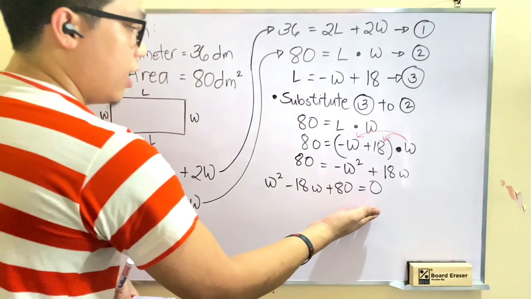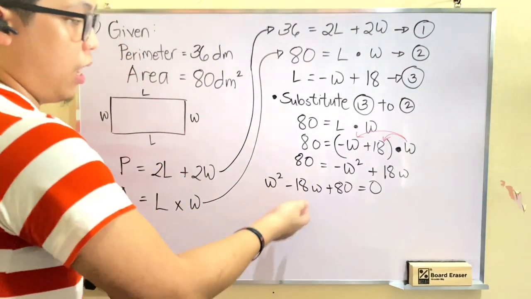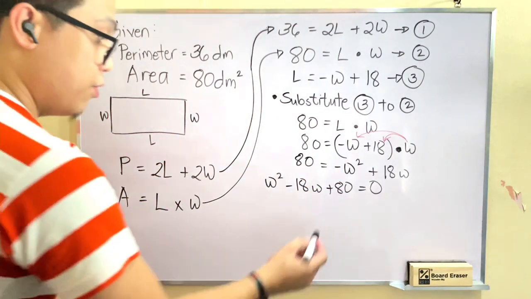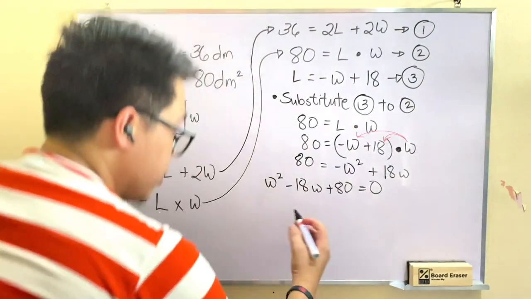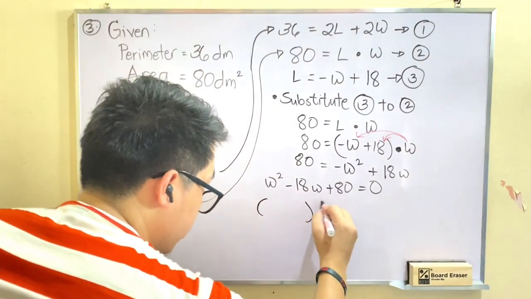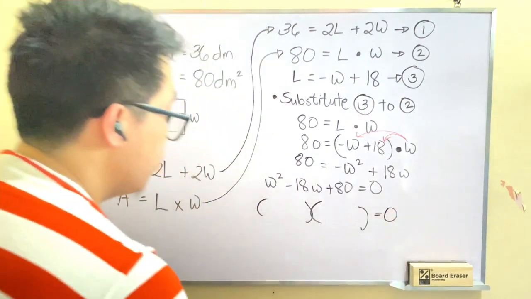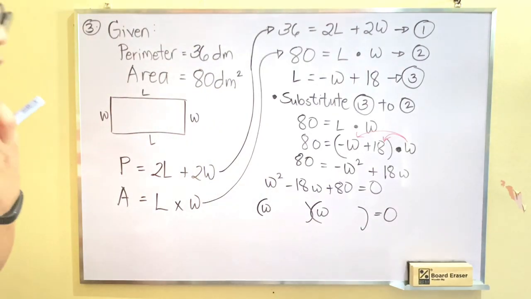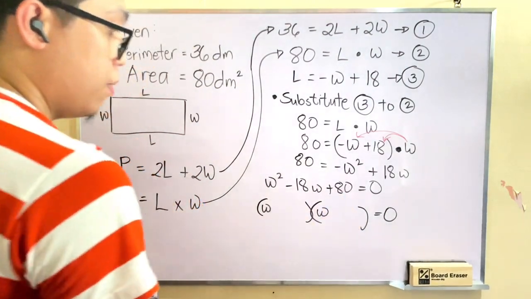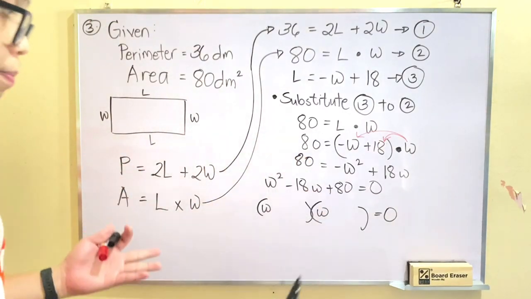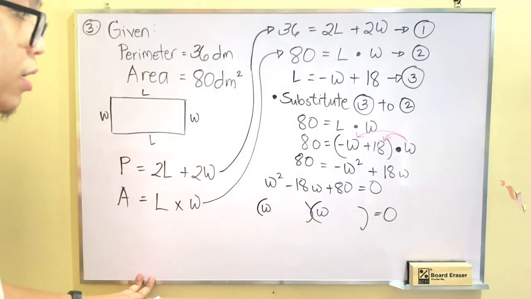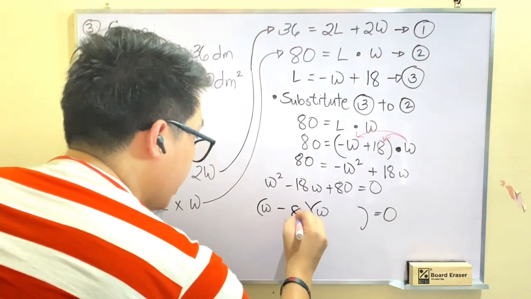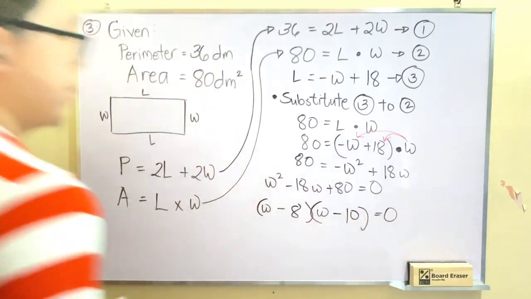Nandito na tayo ngayon sa general form ng isang quadratic equation. Next, meron na tayong quadratic equation. So, using factoring, 2 binomial is equated to 0. So, w squared, w, and w. Next, isip tayo ng number. Pag pinag-multiply, magiging positive 80. Kapag pinag-plus naman, magiging negative 18. Anong number? Tama. So, negative 8 and negative 10.